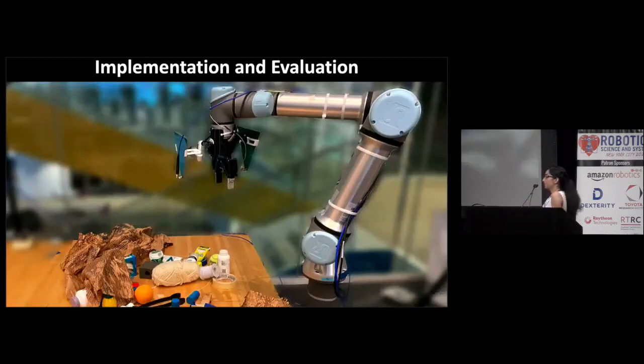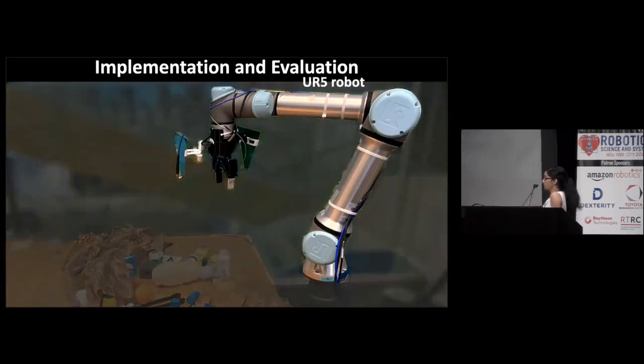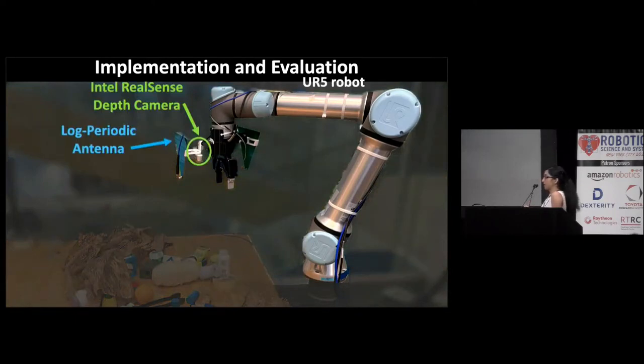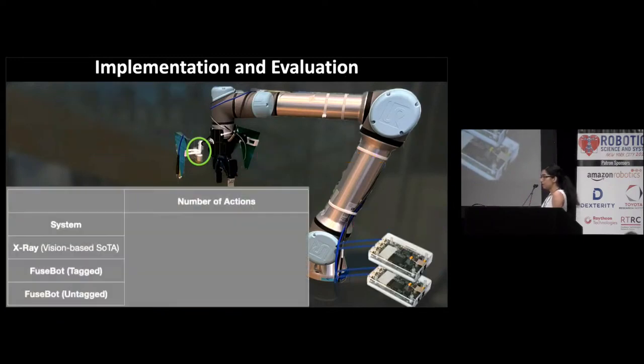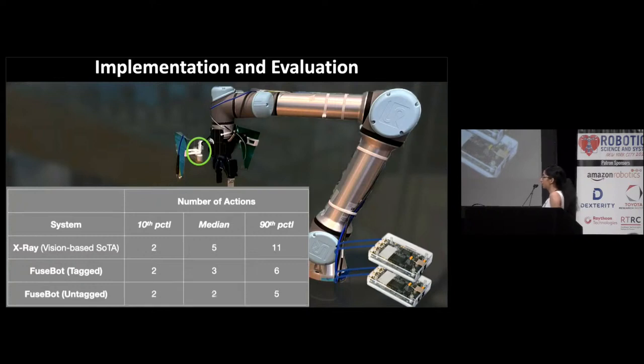So we implemented this system in an end-to-end system, and we use a UR5 robot, as you can see here, and we have an Intel RealSense camera on our wrist, and a log-periodic antenna on a 2-finger gripper. And these antennas are connected through some wires to a BladeRF software-defined radio. We have also evaluated our system and compared it to a state-of-the-art vision-based system, X-Ray. X-Ray needed a median of 5 actions to find an object, but FuseBot needed 3 actions to find it when the item was RFID tagged, and only 2 actions to find the item when it was not RFID tagged.